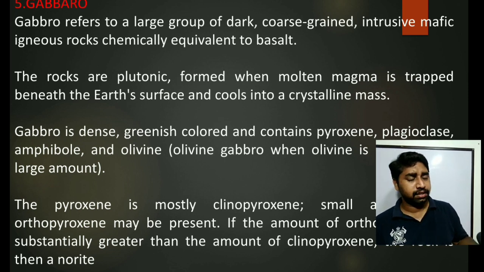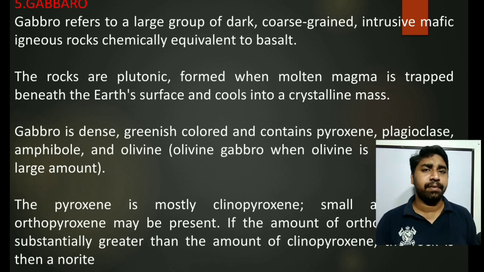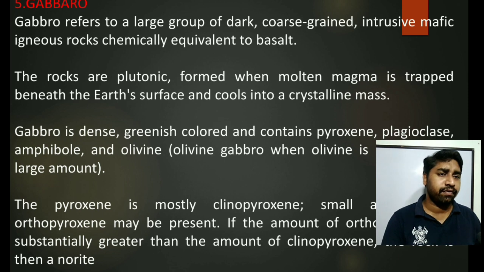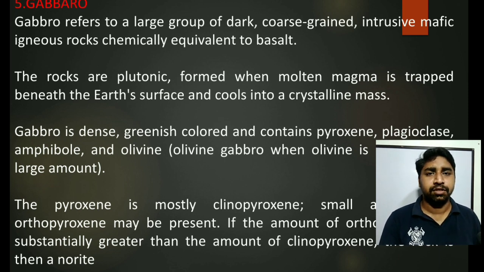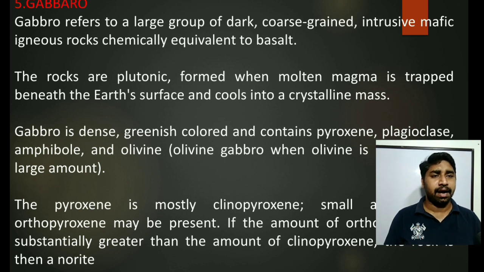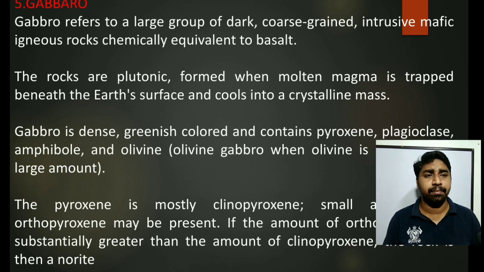If it is solidified below the ground surface, then it is called gabbro simply. Why? Because it is an intrusive rock, an intrusive mafic rock. Intrusive nature means it is solidified below the ground surface, right? So if the magma solidified below the ground surface only, then it forms as gabbro. If the magma is expelled outside, then it forms as a basalt.